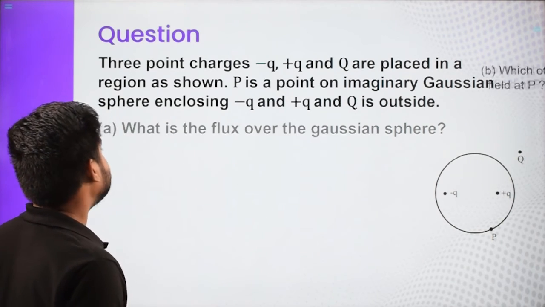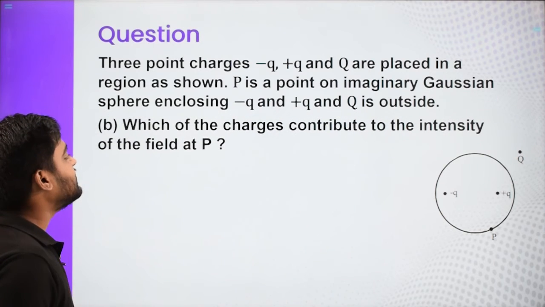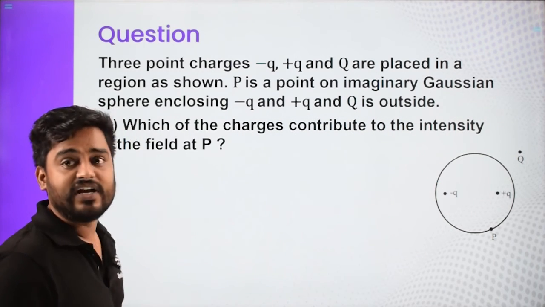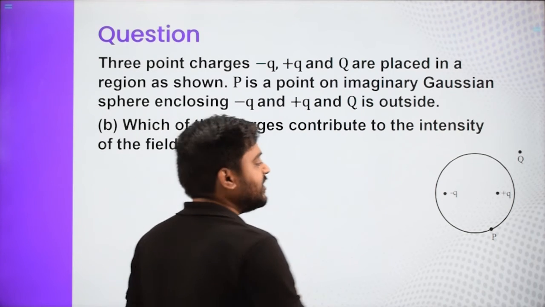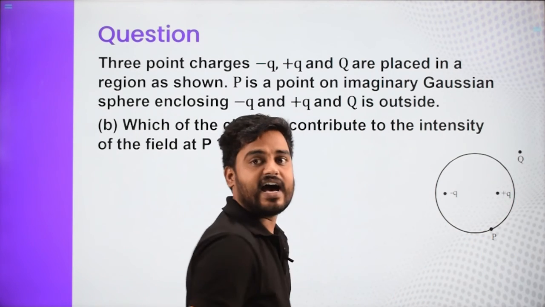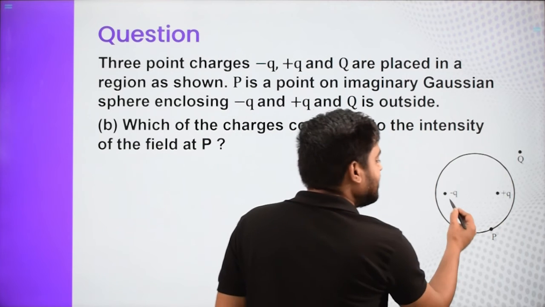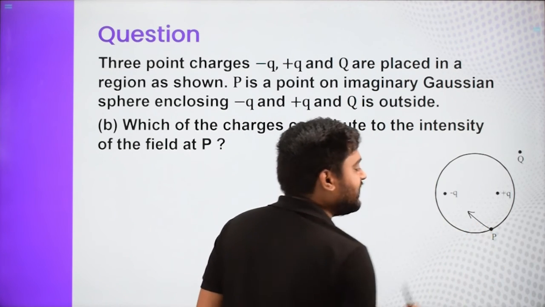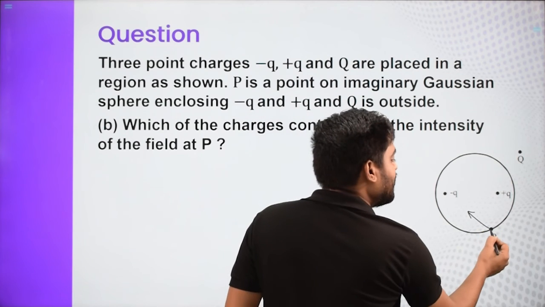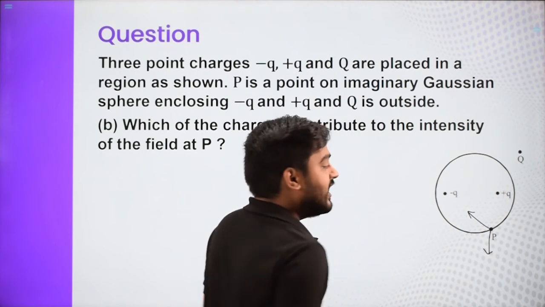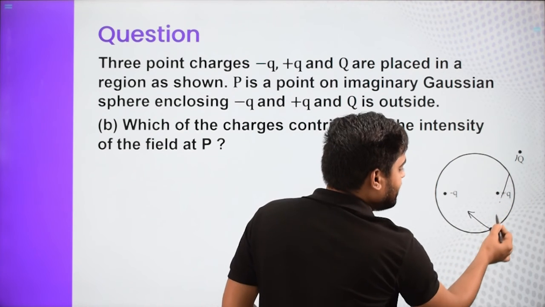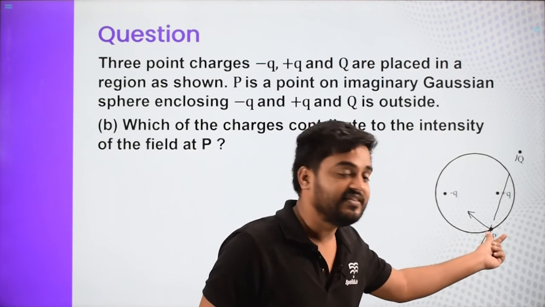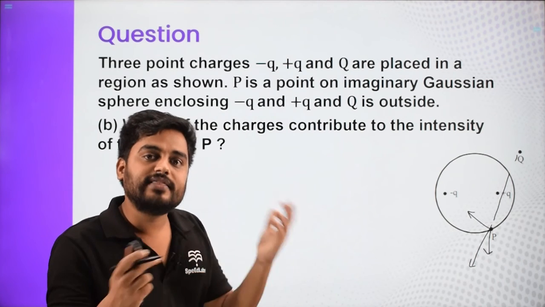Let us look at the second question. It says, which of the charges contributes to the intensity of the field at P? At this particular point, which charges are contributing? The negative charge will produce an electric field intensity like that. This one will produce an electric field intensity like that, and this will also produce an electric field intensity in that region. So the electric field intensity at this point is due to all the charges.